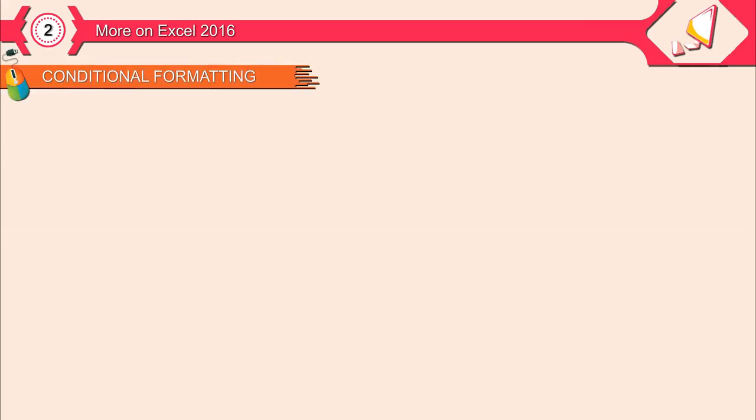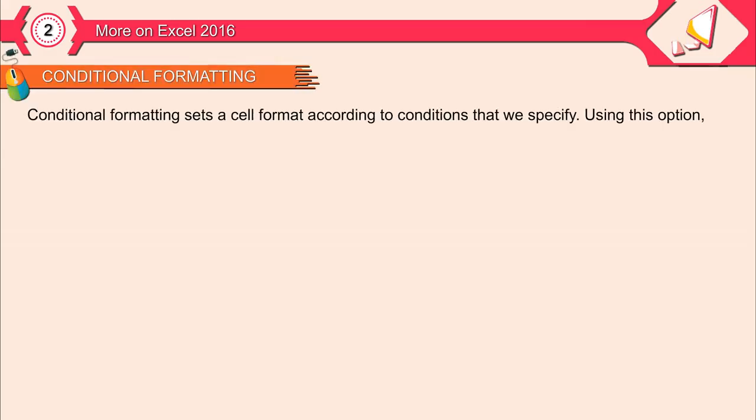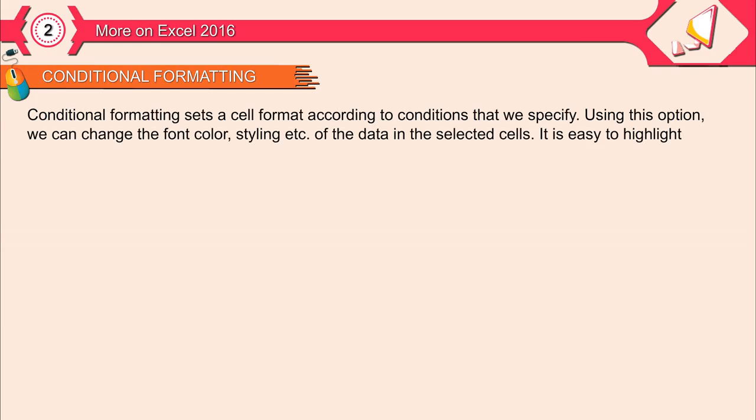Conditional formatting. Conditional formatting sets a cell format according to conditions that we specify. Using this option, we can change the font color, styling, etc. of the data in the selected cells. It is easy to highlight certain values or make particular cells easy to identify.